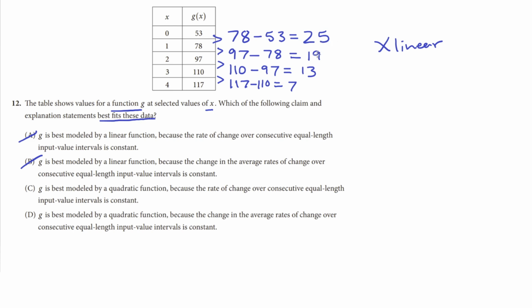So in going from 25 to 19, that's a decrease of 6 units, so -6 is the change. From 19 to 13, the change is -6 as well. And from 13 to 7, the change is also -6. So we see that the change in the average rate of change across equivalent changes in input values is the same. This means we have a quadratic function.